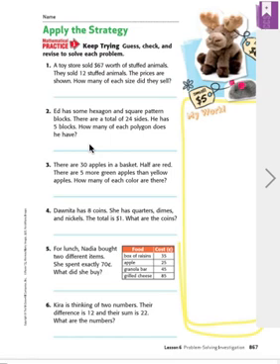Ed has some hexagon and square pattern blocks. There are a total of 24 sides. He has 5 blocks. How many of each polygon does he have? This is very similar to the one we did on 865 where they wanted to know how many sides and how many were each. So let's review what we know first about a hexagon. A hexagon has how many sides? It has 6. That's important to know. How many sides does a square have?